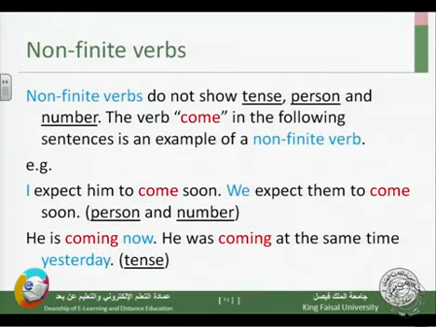Okay, we move on to discuss non-finite verbs. So we saw that finite verbs are affected by tense, person, and number.